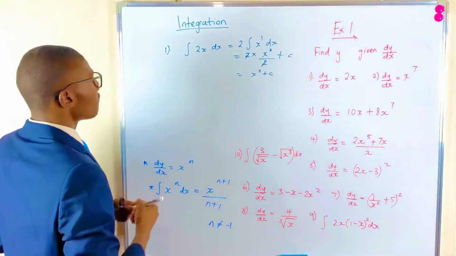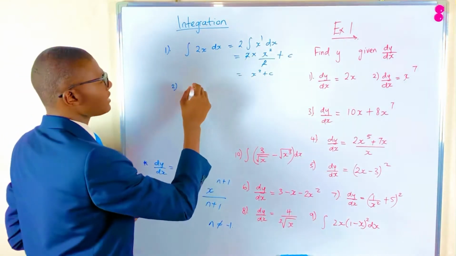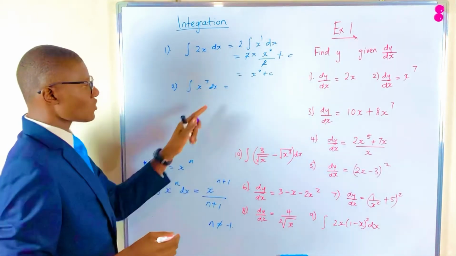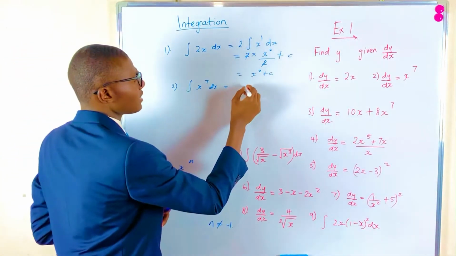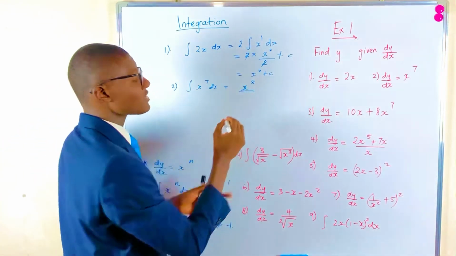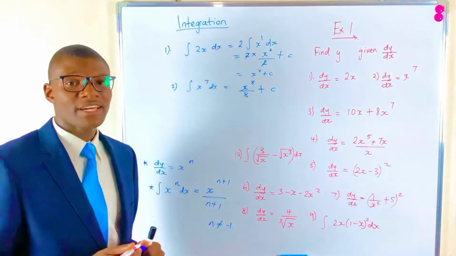All right, for number 2, we want to find the integral of x to the power of 7 with respect to x. So here we're simply saying x to the power of 7 plus 1, that is 8, over 7 plus 1, that is also 8, plus the constant of integration c.